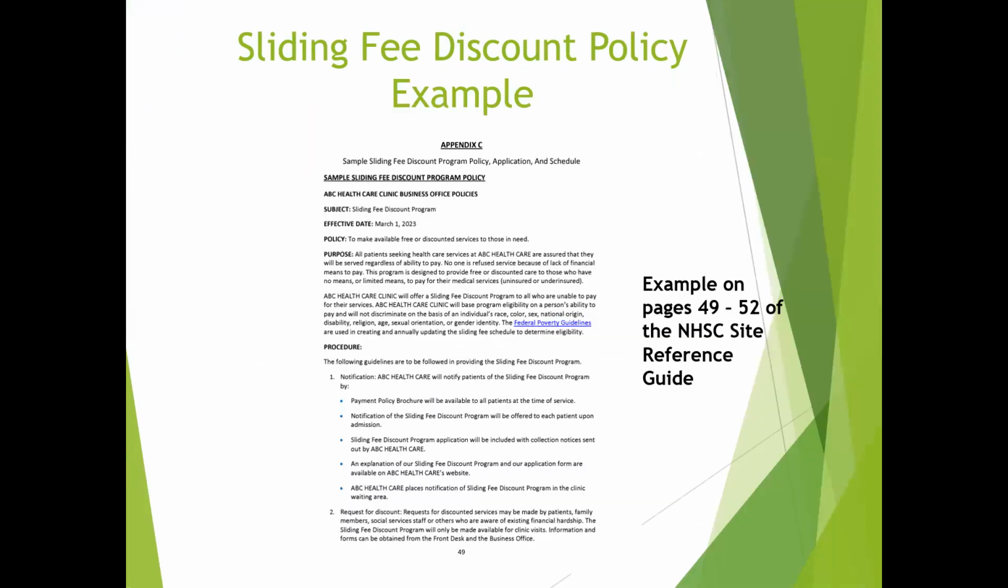So I won't go through this whole sliding fee discount policy example. Again, it's found in Appendix C of the site reference guide, or pages 49 to 52 of the NHSC site reference guide. But again, having those requirements that we talked about in the previous slide for your policy.